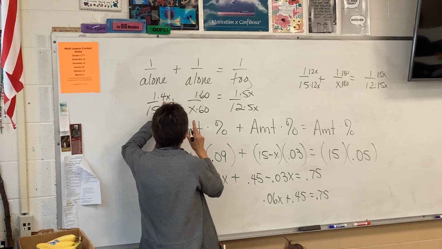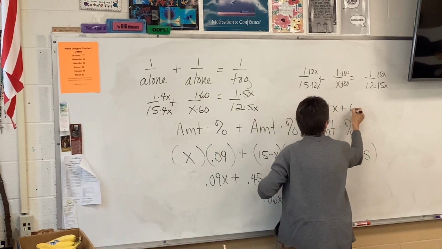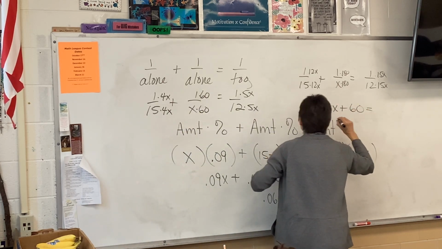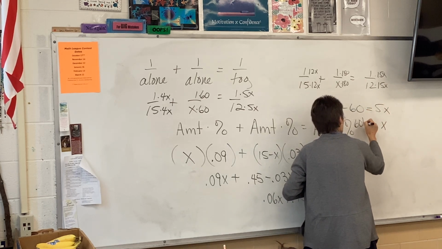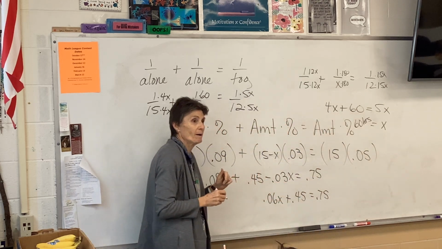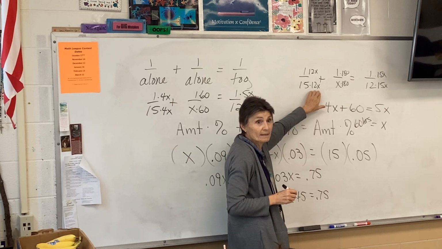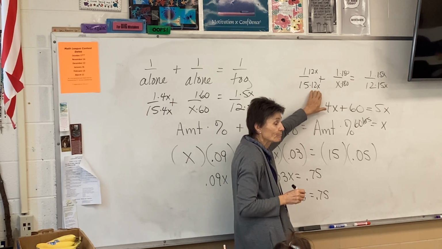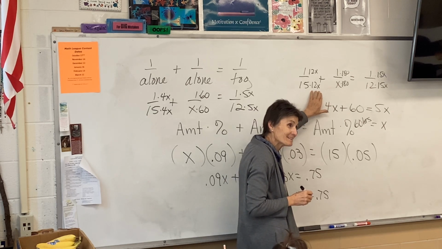So we got 4x plus 60 equal to 5x. I got 60 hours. It takes him 60 hours to do it by himself. And that's exactly what you get if you did this format. The answer is the same. And will the equation always be addition? Yes, they're working together, right?